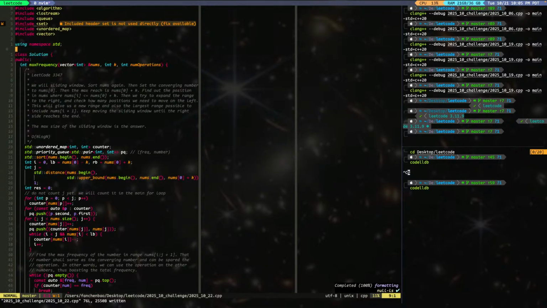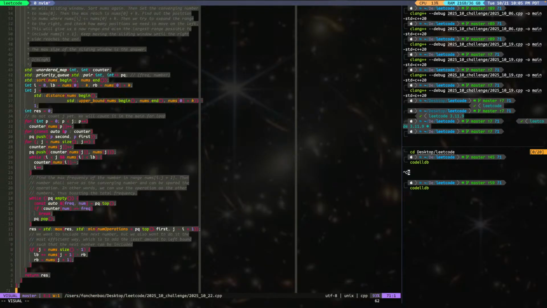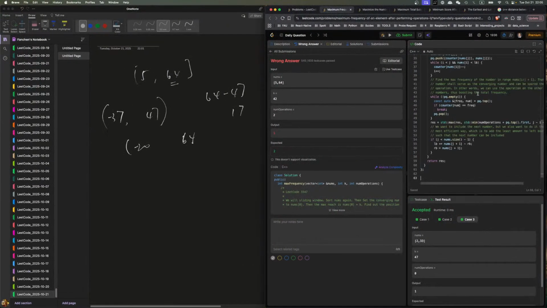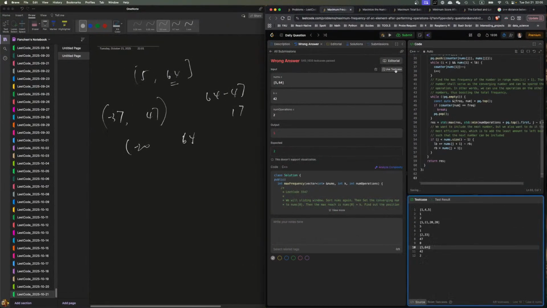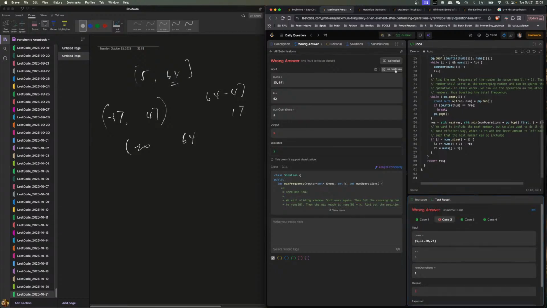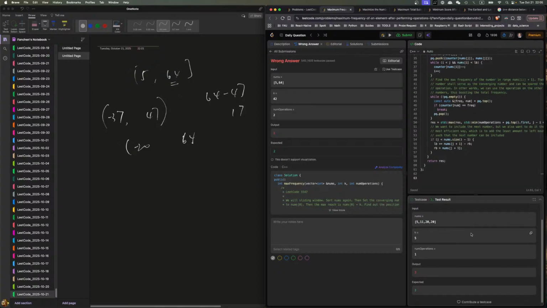Okay, let's try this one. This is a little bit of a left bound, right bound thing. Let's put this one in here. Ugh, and then the second one fails.